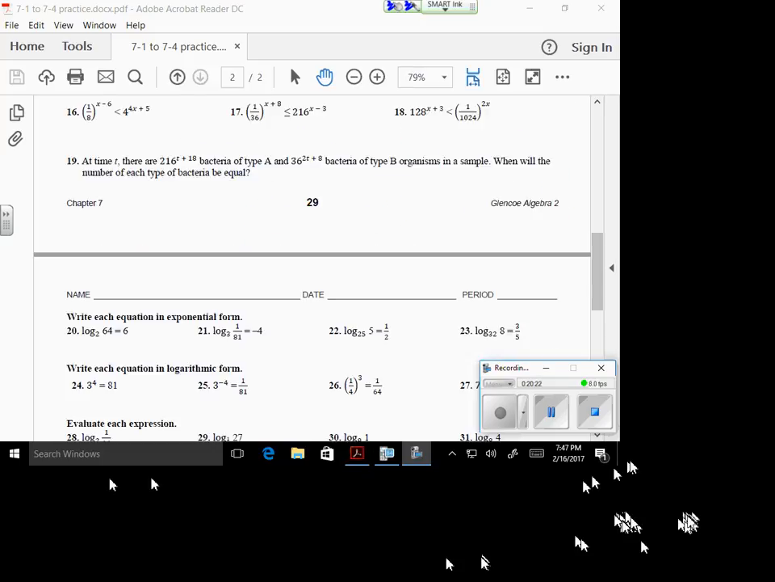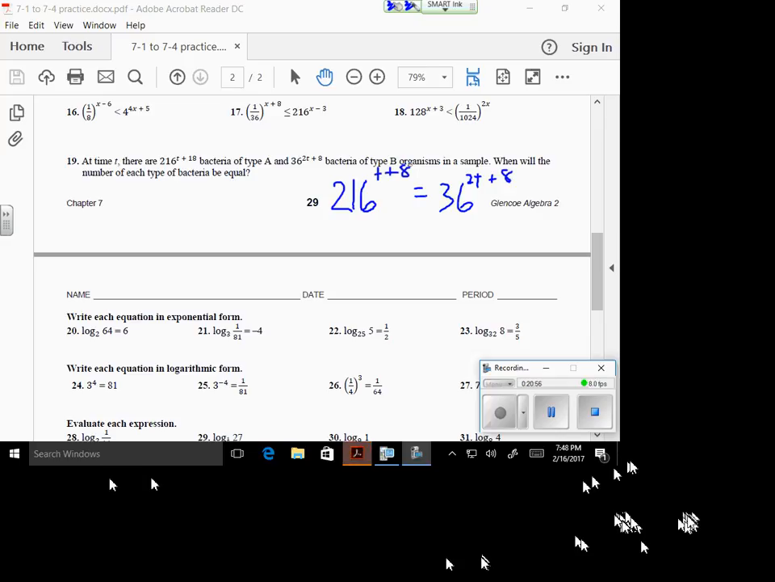Number 19, at a specific time, there are 216 to the T plus 18 bacteria of one type and 36 to the 2T plus 8 bacteria of another type. When will the number of each type of bacteria be equal? Well, the T's will be equal when 216 to the T plus 8 is equal to the 36 to the 2T plus 8.